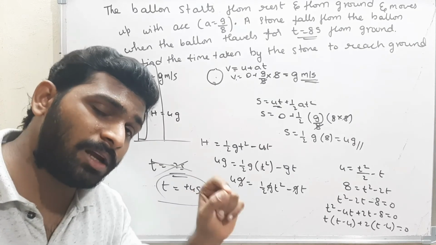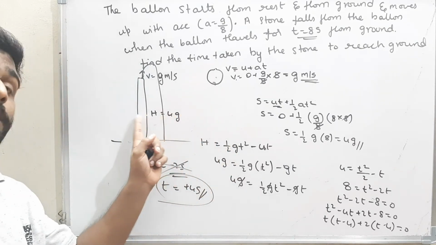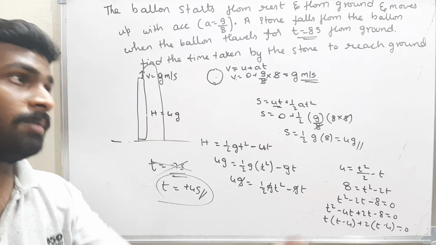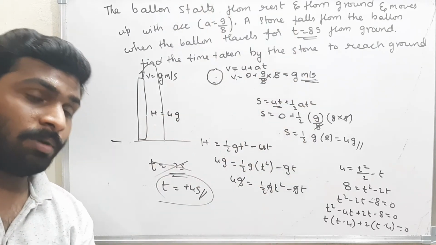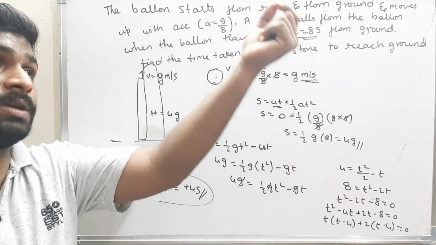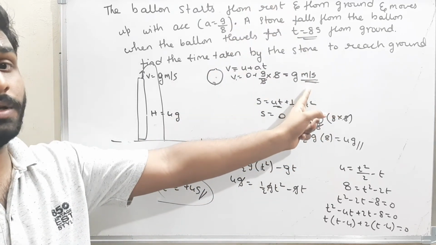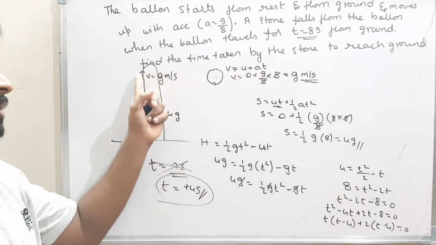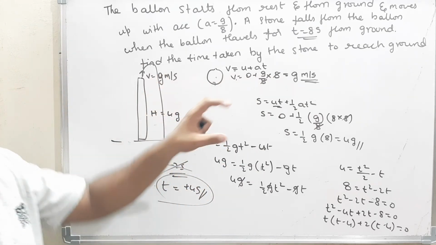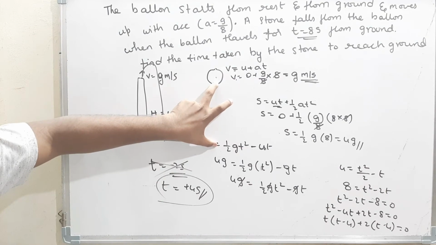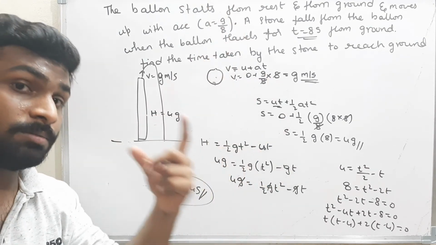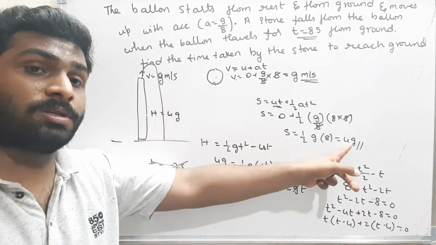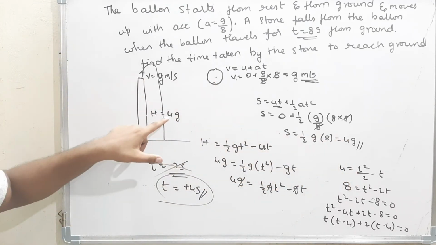This problem exactly I have to imagine as if a vertically projected body from a tower. See here, the balloon is moving upwards. Initially 0, but slowly after 8 seconds, the velocity of the balloon is g meters per second. Now that means the velocity of the stone is also g meters per second. But what height? The balloon is moving upwards, that means there is some displacement. Now at t is equal to 8 seconds, the displacement I got as 4g. That means the height of the tower I have to assume as 4g.